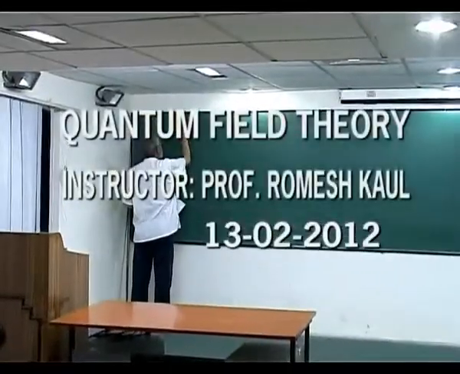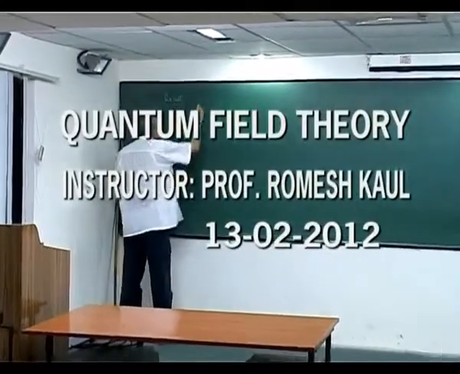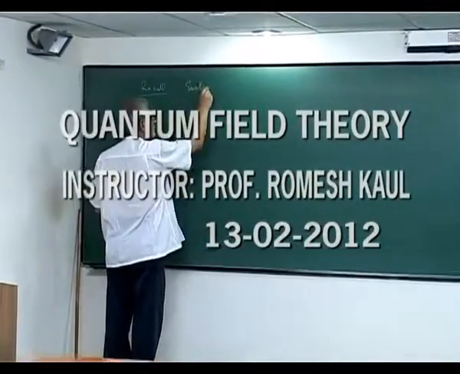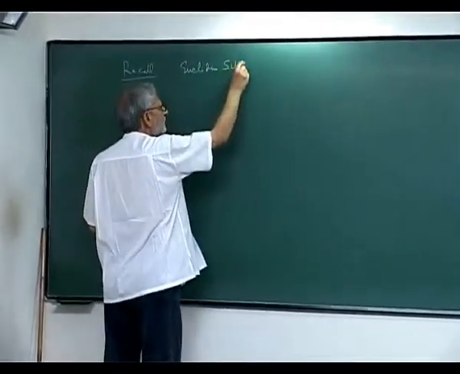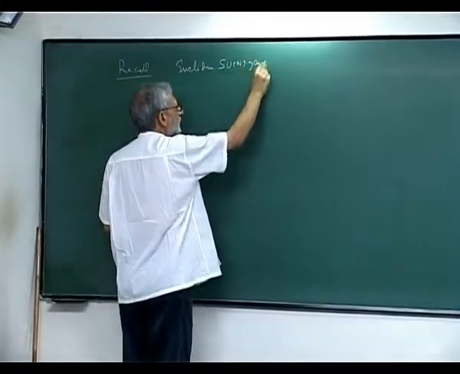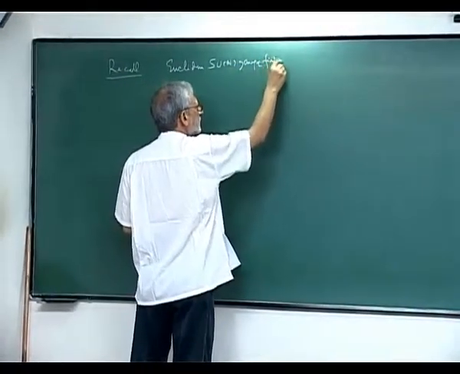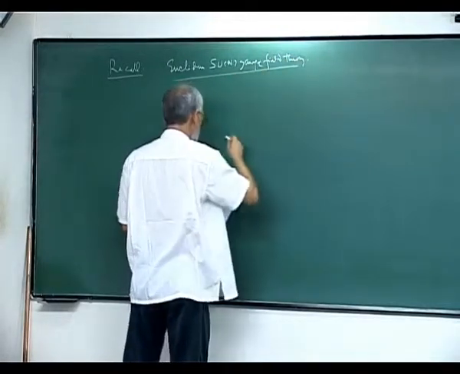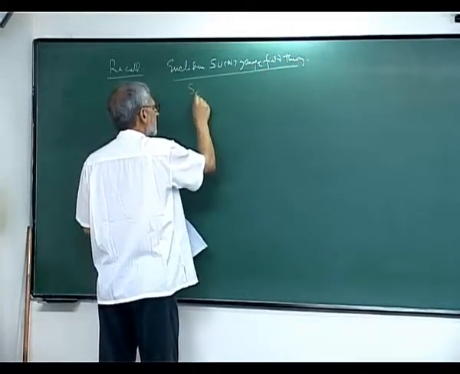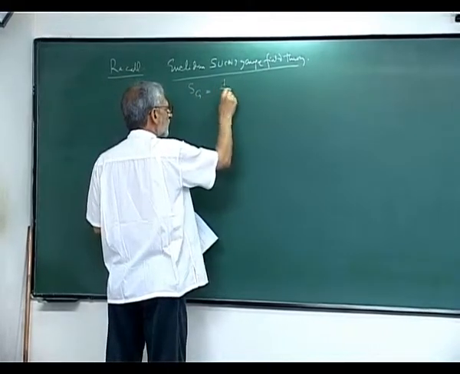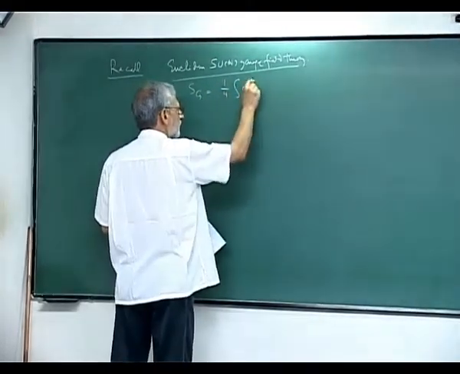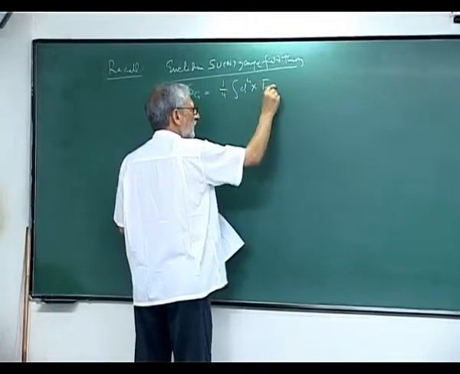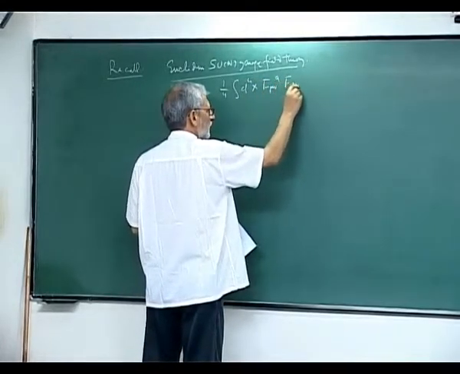So recall, we were doing Euclidean field theory, and gauge field theory, with the gauge action as 1/4 ∫d⁴x F_μν^a F_μν^a.